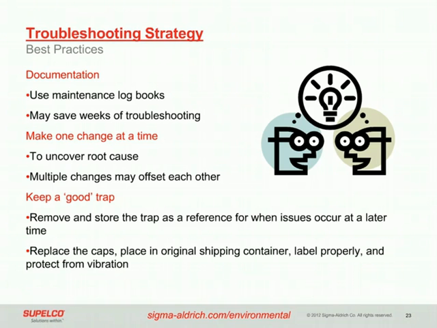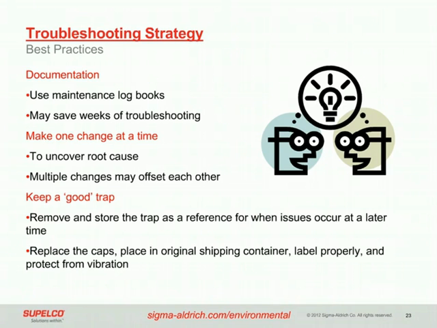And then our last section we'll talk about is troubleshooting. And before we get into a strategy for this, some of the best practices that we feel for purge and trap is documentation, by far number 1. Use a maintenance logbook. Record everything as you change it, no matter what it is, when it was done, why it was done, did it fix the problem, and this is just your preventive maintenance, changing liners, changing seals, clipping columns, whatnot. By doing a well-documented maintenance program, it may save you weeks of troubleshooting in the long run.